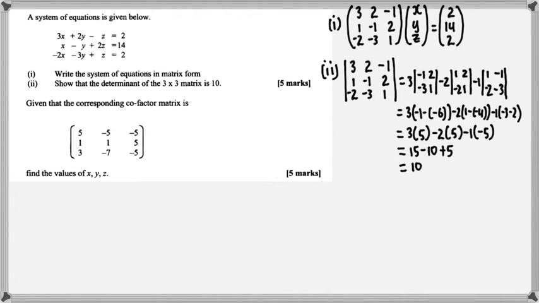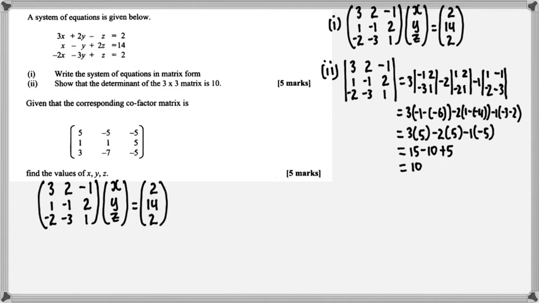Let's just look back at this here, the matrix form for the system of equations. Let's just put it down. What we normally do when we have the system of equations in matrix form is let the coefficient matrix be A, let this be X, and let this be B. So that's what we normally do.